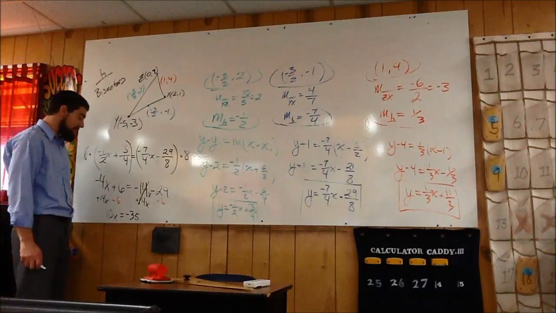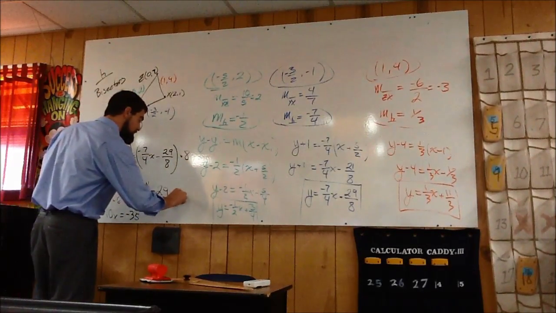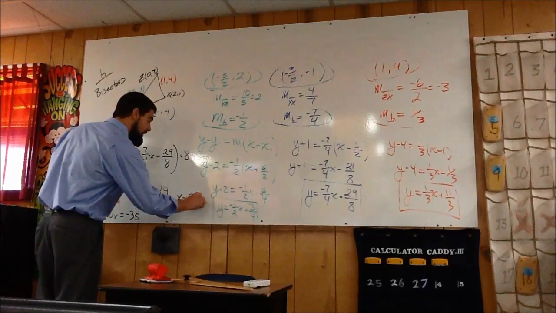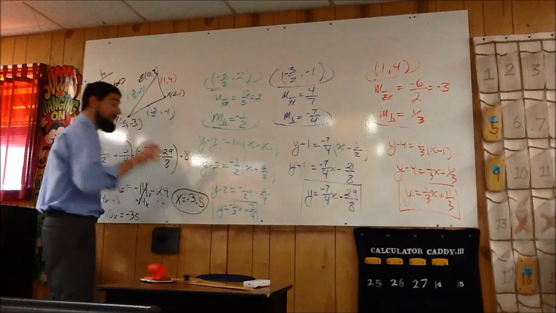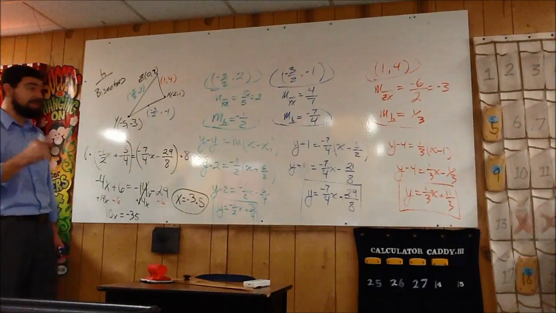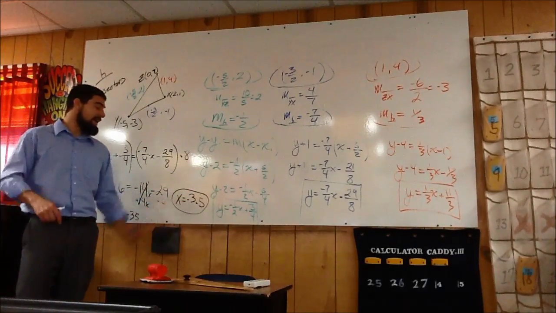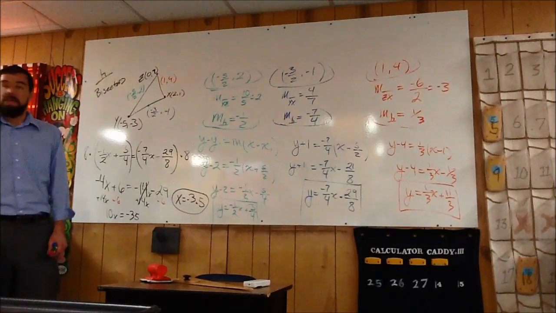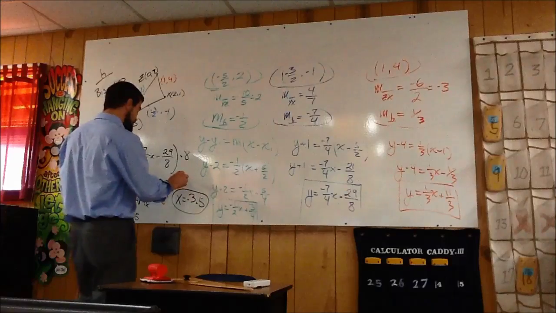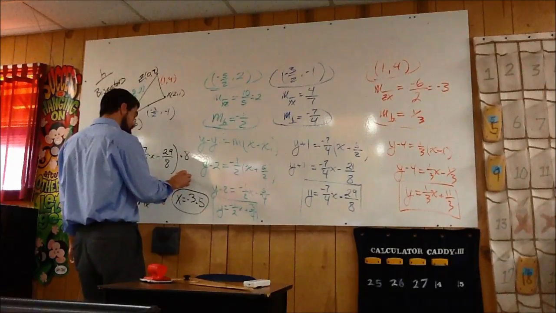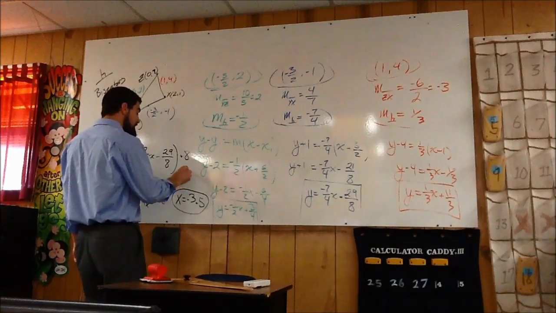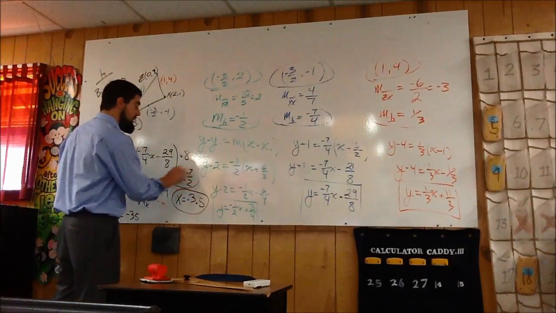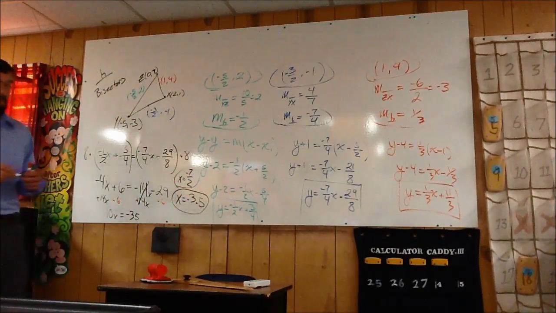What's the last step I'm going to do? Divide by 10. And so my final answer for the x coordinate of this circumcenter is negative 3.5. If you want to keep it as fractions, and that's what I like to do, this would be negative 7 halves. Negative 7 halves.